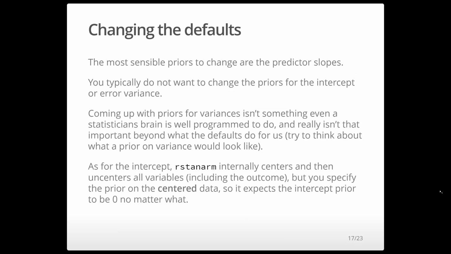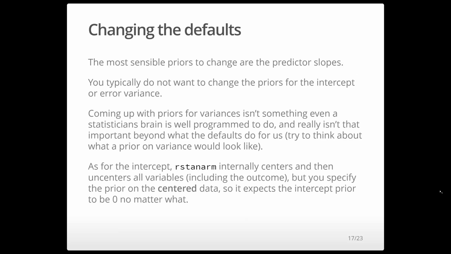So the most sensible priors we can change are the predictor slopes. You don't typically want to change the priors for the intercept or the error variance. In fact, I would say you almost never want to do this unless you have a really good reason to. In terms of variances, just stop and think, what would a prior for a variance even look like? It's not really something our brains are programmed that well to do. And the bottom line is that the auto-scaled variance and covariance defaults are designed to just be very sensible. There's not really much reason to change them.